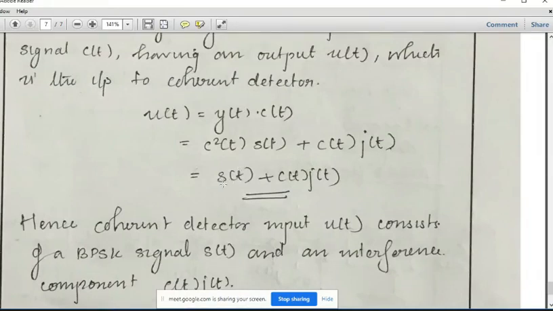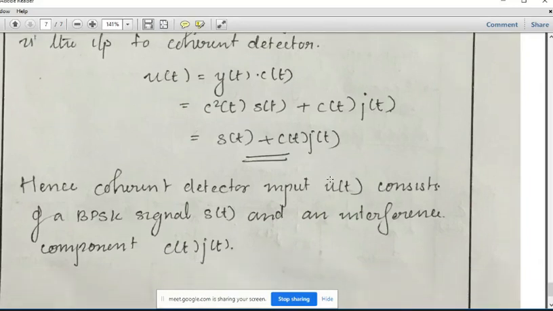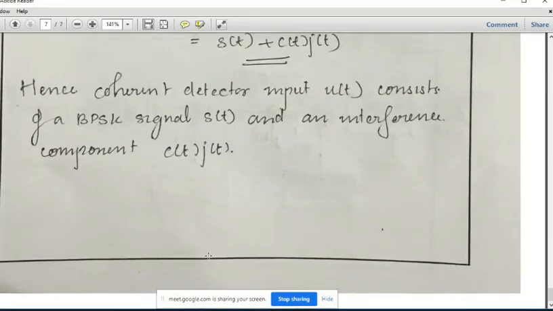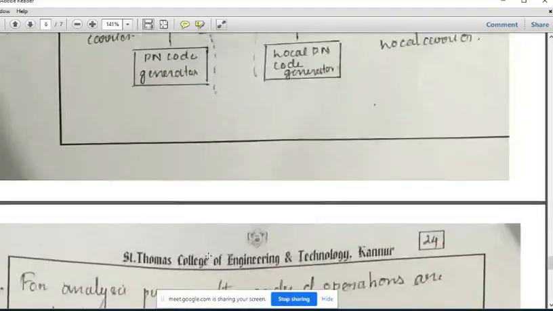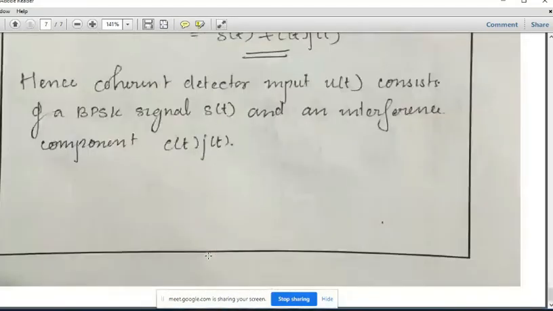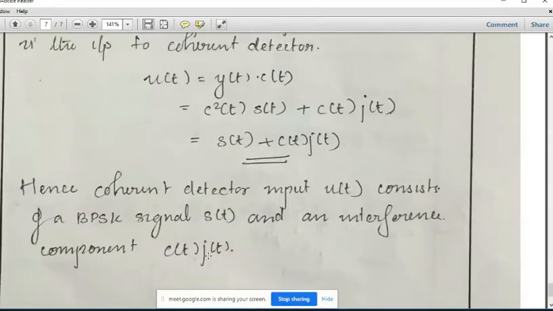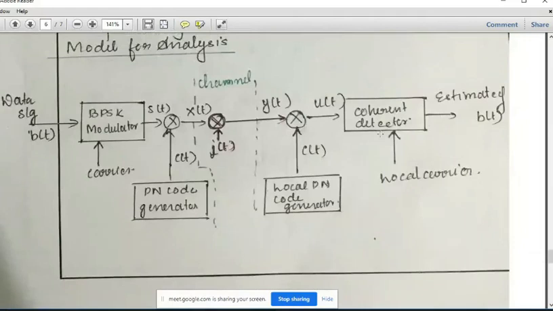It is not B of T, the original B of T. Here we have found the BPSK signal, and we have to convert the BPSK signal to the original signal. So this U of T, the despreaded signal, is nothing but S of T plus C of T into J of T. Hence coherent detector input U of T consists of BPSK signal S of T and interference component C of T into J of T. So at the coherent detector output we have a decision device, and at the coherent detector output we get the estimate of B of T, that is the original data signal B of T.